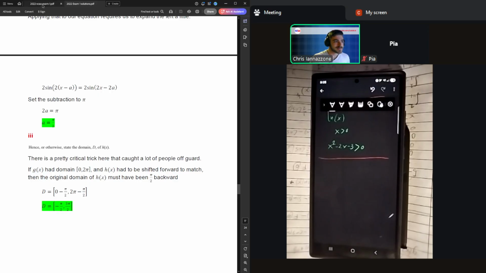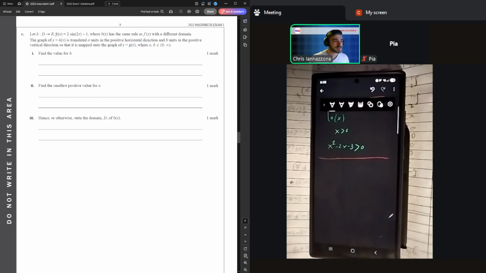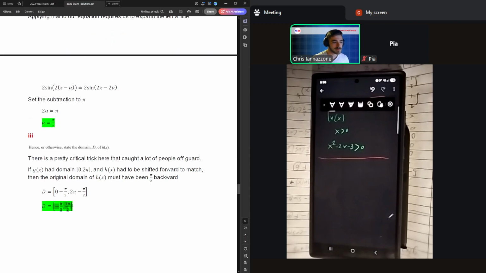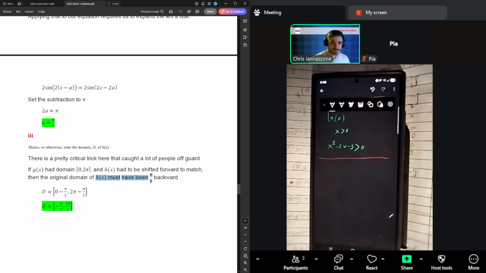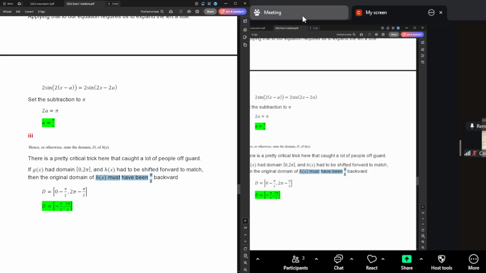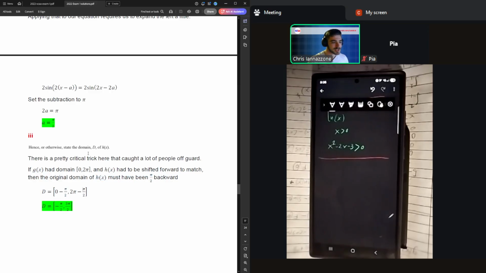However, that's not necessarily what's happened, because h of x started like this, and so if it shifts right, then the original domain to map onto g of x had to have been before the domain of g of x. To put it into perspective, g of x has a domain of 0 to 2 pi, and h of x is shifted forward to match that. So for that reason, h of x must have been pi over 2 behind, if shifting pi over 2 forward completely matches the domain.